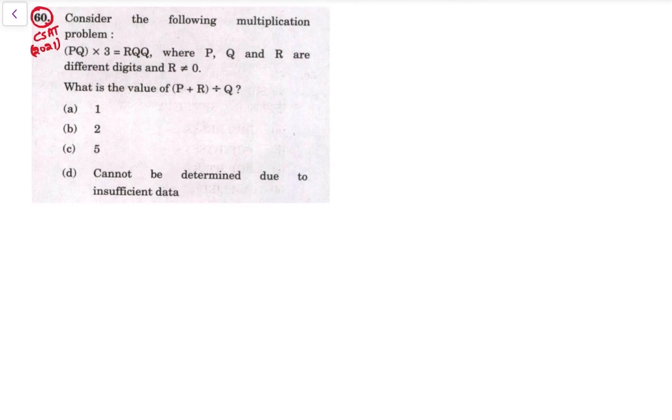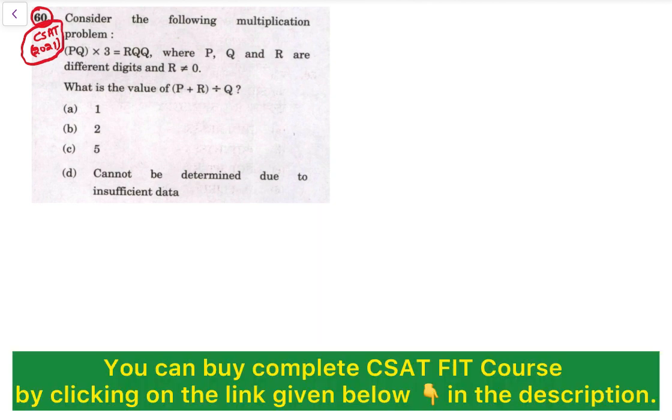See, this is a question asked in the CSAT paper 2021. The question is: consider the following multiplication problem where PQ into 3 is RQQ, where P, Q and R are different digits and R is not equal to 0. So that means we are multiplying PQ with 3, and that is giving a number RQQ.